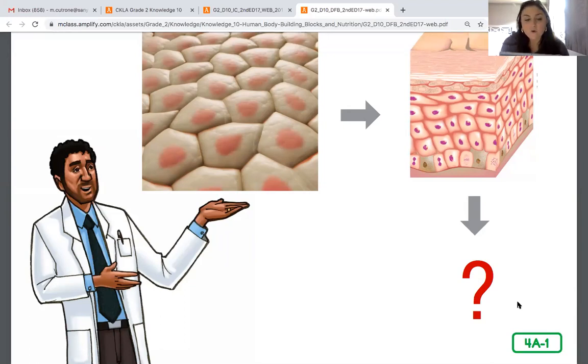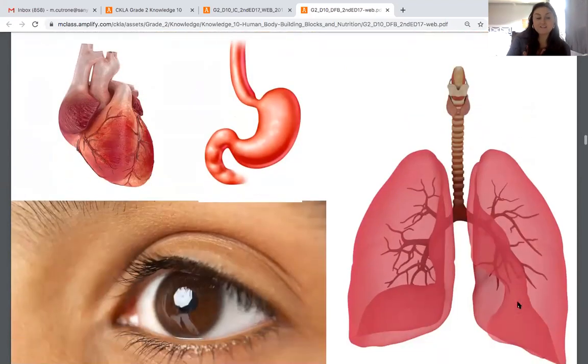Can anyone name one of your body organs? We just looked at that human heart. That's an organ. Your eyes and ears are organs. Your heart and lungs are organs. Your stomach is an organ too.